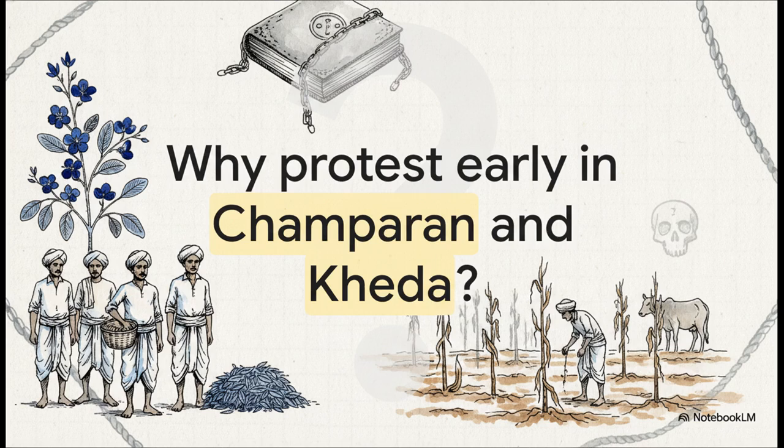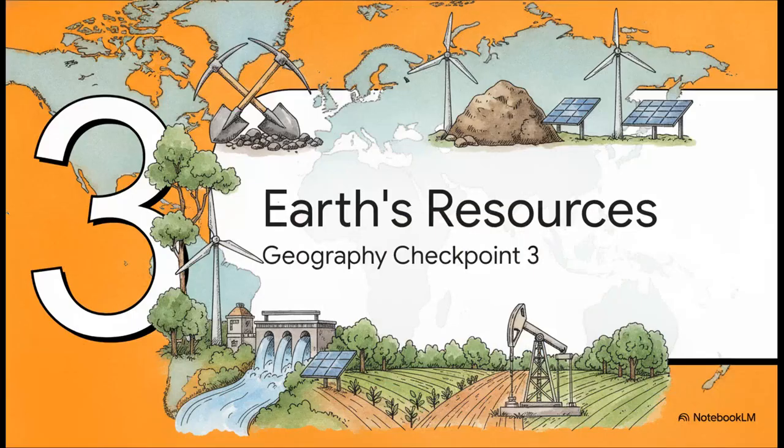Think about it. The answer? Both of these early protests were fought for farmer rights against totally oppressive colonial agricultural demands. In Champaran, it was for farmers forced to grow indigo, and in Kedah, for farmers devastated by crop failure and the plague. Great job! Now, Section 3, Classifying Earth's Resources.